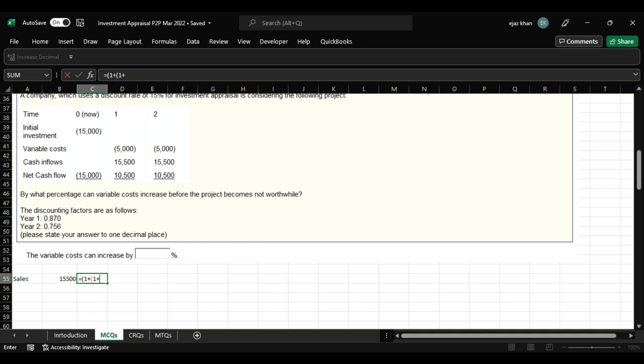They've already given us discount factors, so we don't need to recalculate them. So the discount factors are 0.870 plus 0.756, since we need annuity factors, so we have to add the discount factors. That's the annuity factor, and let us calculate the present value. Then from this, we have to subtract the variable costs, the outflows, 5,000 per year. Again, the same annuity factor.